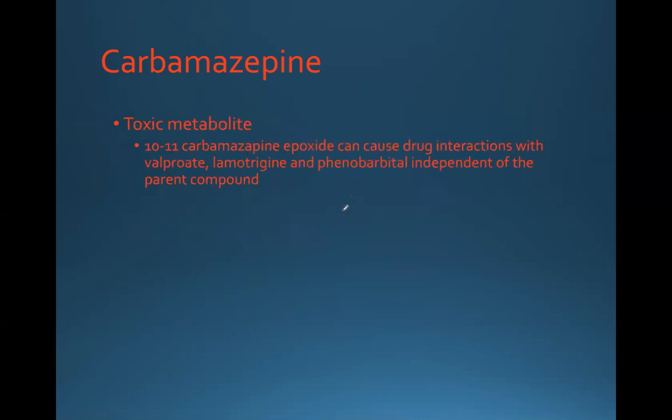Another thing about carbamazepine is that it does get metabolized to a toxic metabolite. The metabolite is an epoxide. It's 10,11 carbamazepine epoxide, and that can produce an interaction with valproate, lamotrigine, and phenobarb, and that is completely different than the carbamazepine. So one of its metabolites may actually account for some of the drug interactions that we have and potential toxicity.